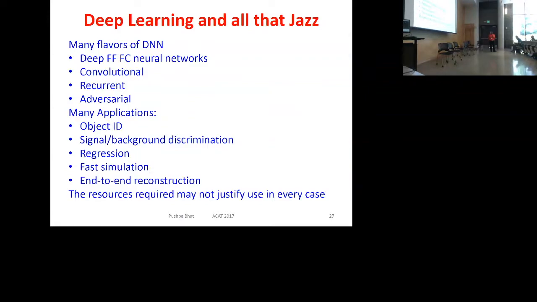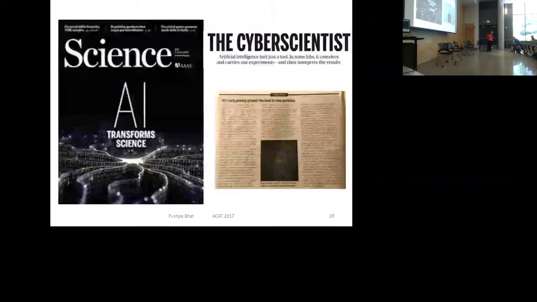Deep feed-forward, fully connected ones, convolutional ones, recurrent, adversarial, and they're being used for all sorts of things. And as we have seen in a couple of examples, the resources and the complexity may not be required and not justified probably in every case. And so we are back to the problem of finding the right method for the right application.